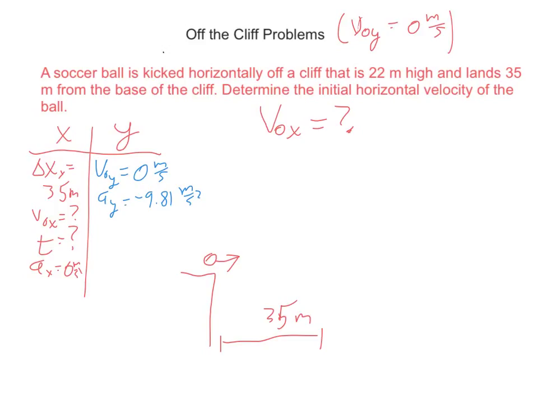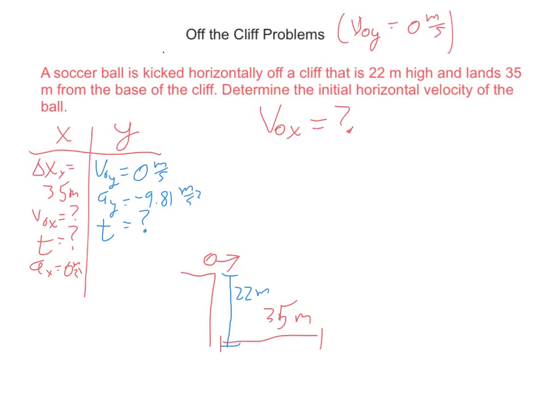Now, I still don't know time. So that is an unknown for both x and y. And the last thing that has been given to me is the fact that the height of the cliff is 22 meters. This is telling me that the ball is displacing itself from 22 meters above the ground to ground level.